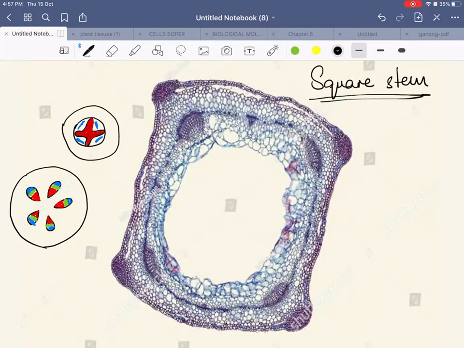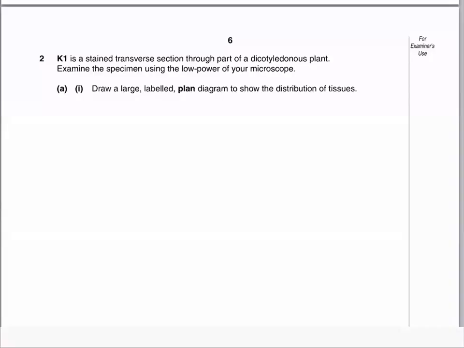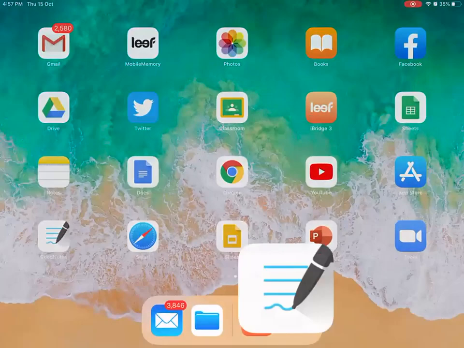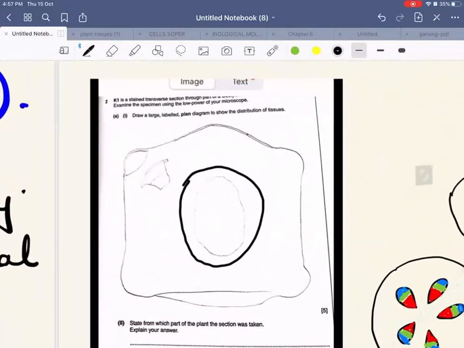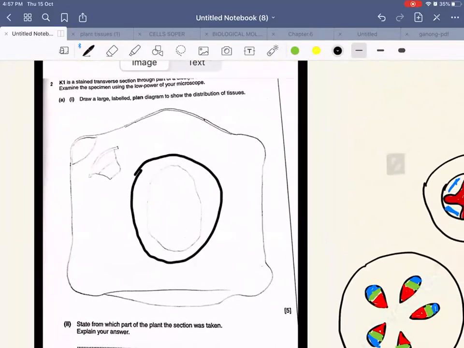So if we go back to the past paper question, it says draw a large labeled plan diagram to show the distribution of tissues, right? You're not supposed to draw the individual cells. You're supposed to show the distribution of tissues. Okay, let's see how you are supposed to draw a plan diagram. On the left-hand side, and I'm zooming into this diagram, you can see it's a picture from my own slide file. I have tried to draw a plan diagram of the slide that has been given to us, okay?